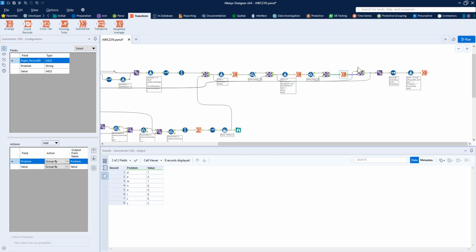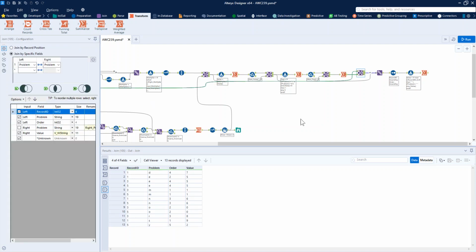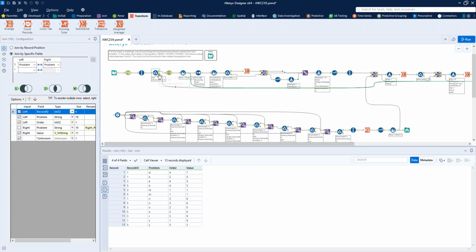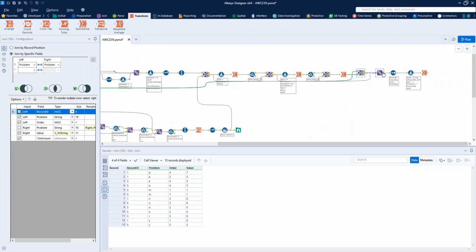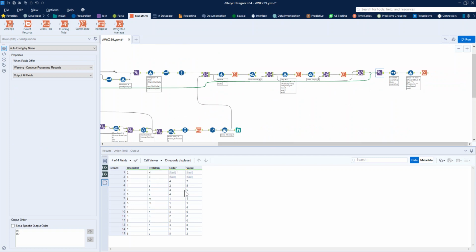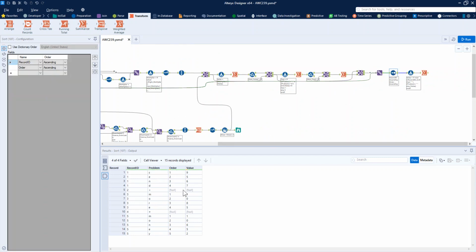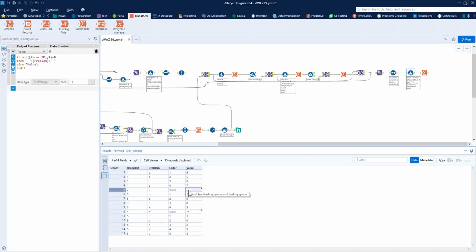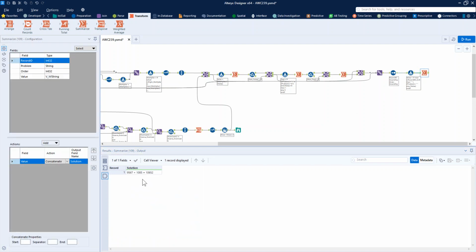So the only thing left to do is to join it back to all the way over here, back when we had assigned the order to it, and then union in those plus and equals signs, and do some sorting so it's all in the right order. And finally, we make sure that we add a space between either side of the plus and the equals sign. Operators, I think that's the word I'm looking for there. And then we concatenate all that together to give our solution, which matches the desired output.